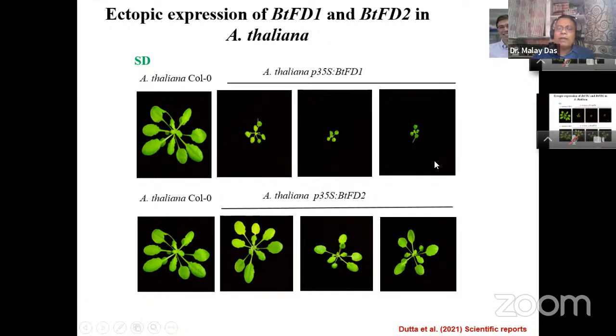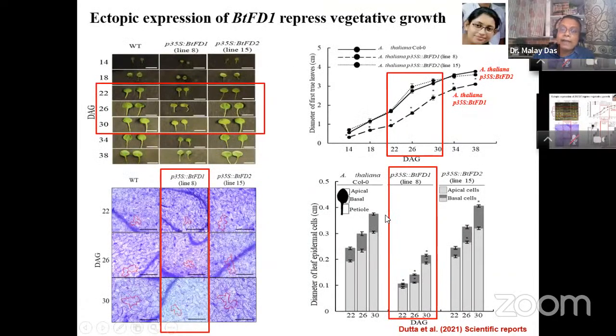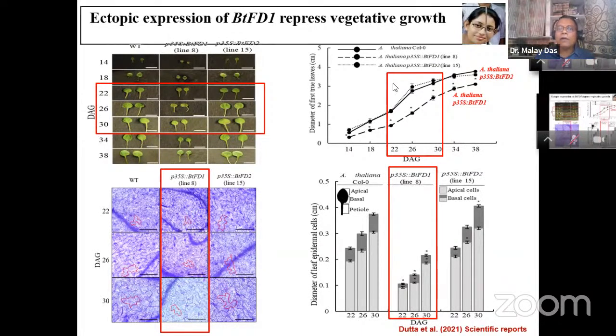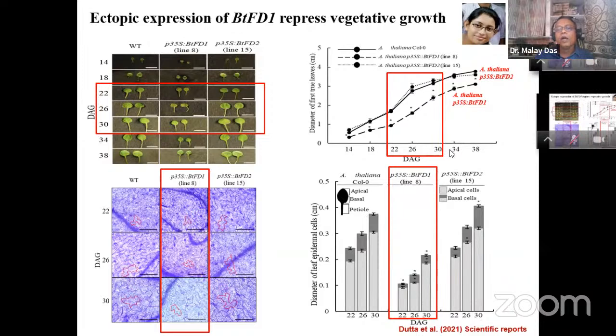Then we wanted to understand, in terms of kinetics, or days after germination, when this difference is happening. Actually Sritikona took this tedious epidermal peel assay, measuring the size of the epidermal peel of wild type, overexpressed BT-FD1 and overexpressed BT-FD2 plants. And we see that this difference in size is primarily due to a difference in cell expansion or growth, and that primarily happened in a timeline between 22 to 30 days post germination.